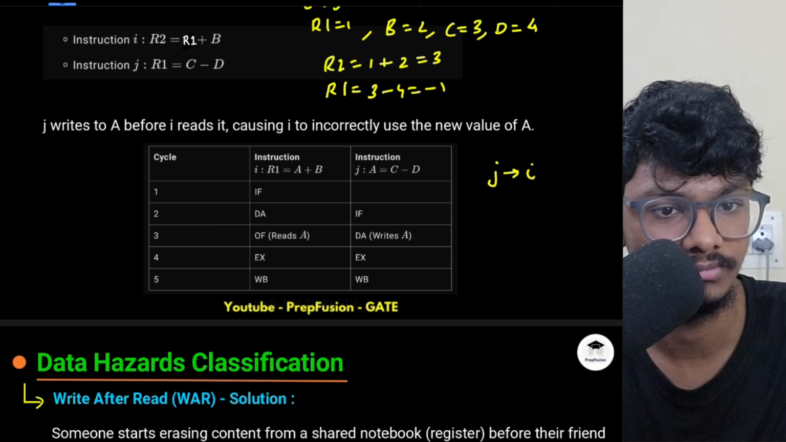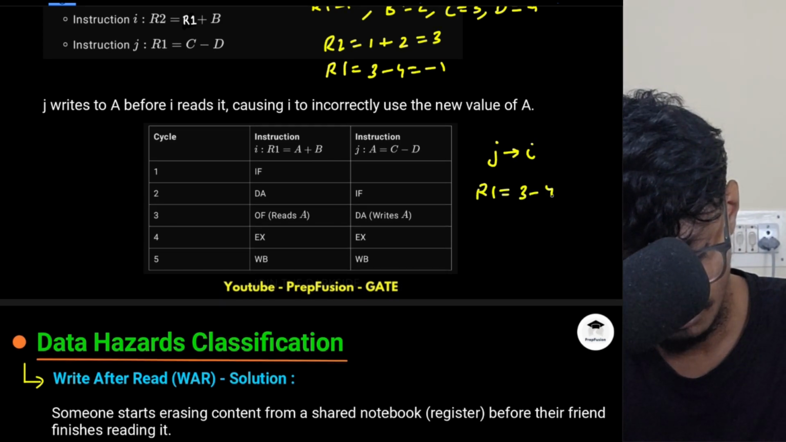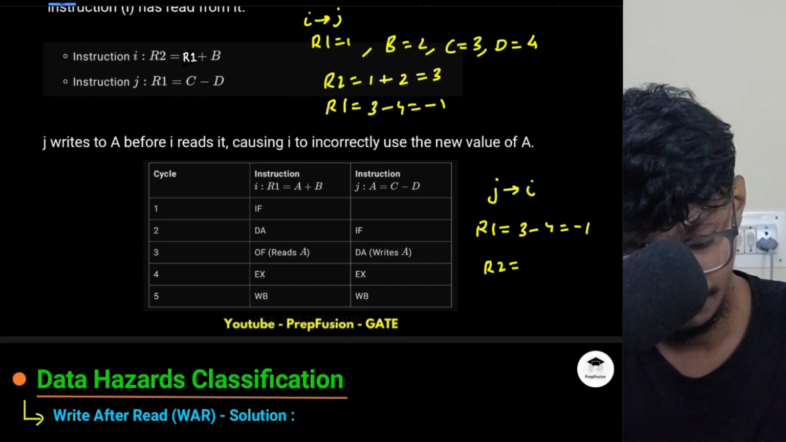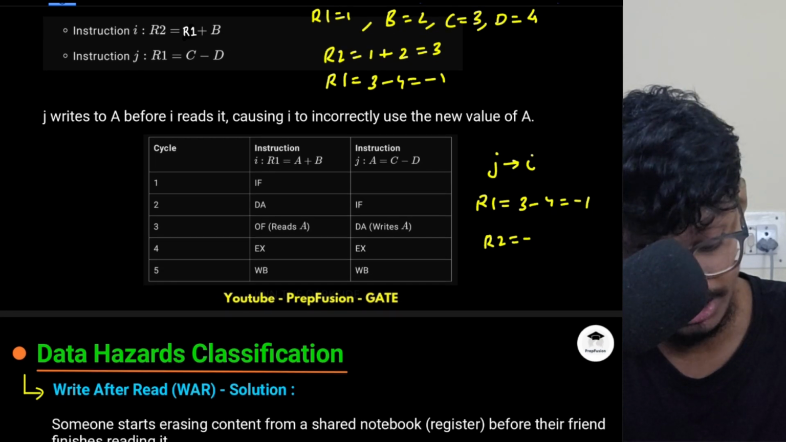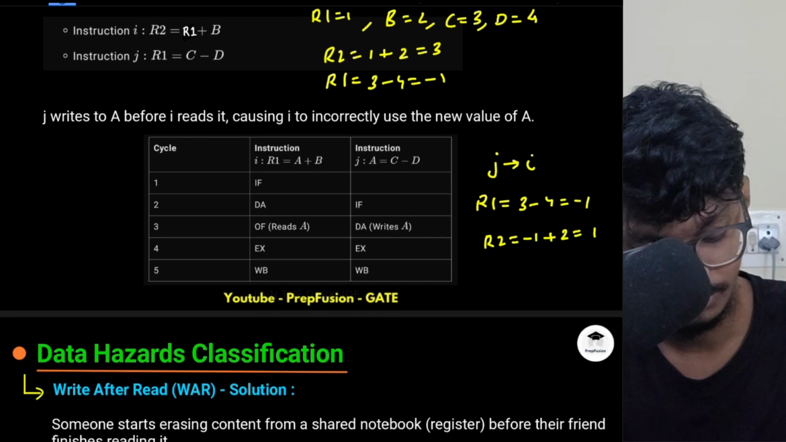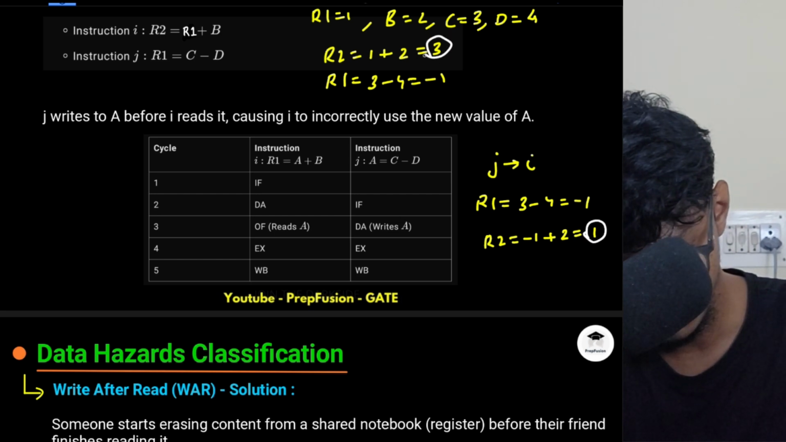Then what will be the problem? Then my R1 will be equal to 3 minus 4, that is minus 1, and my R2 will be equal to R1 plus B. R1 is what right now? R1 is minus 1 plus B. B is 2. So it will be 1. So actually I am not getting the correct answer here. I should have gotten 3. R2 is equal to 3.